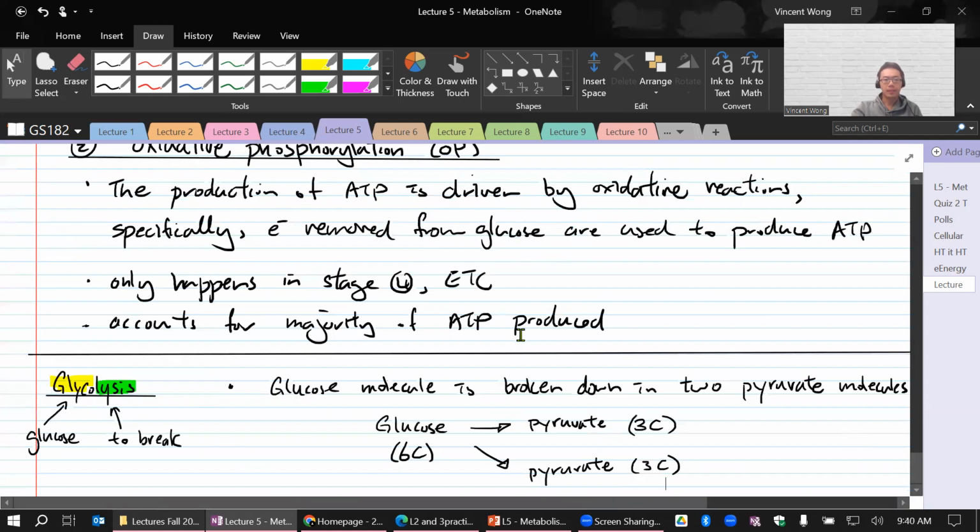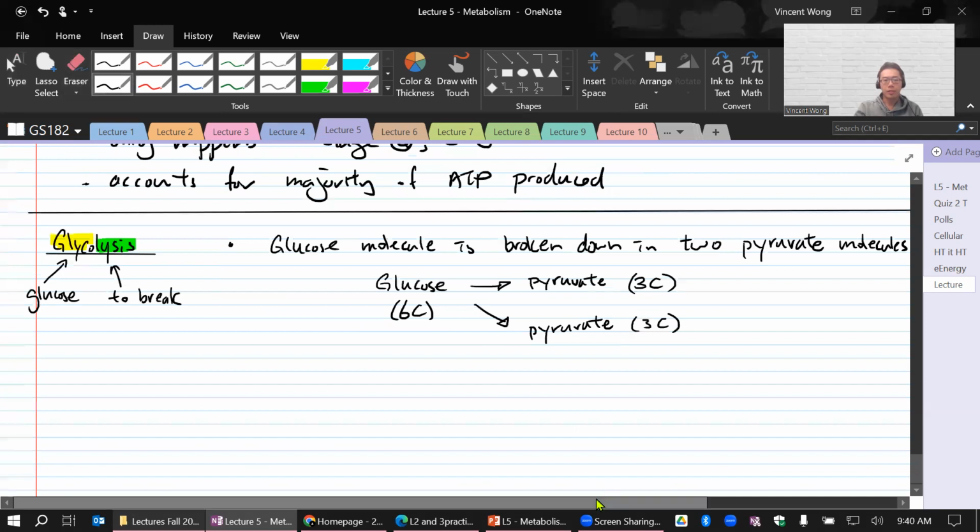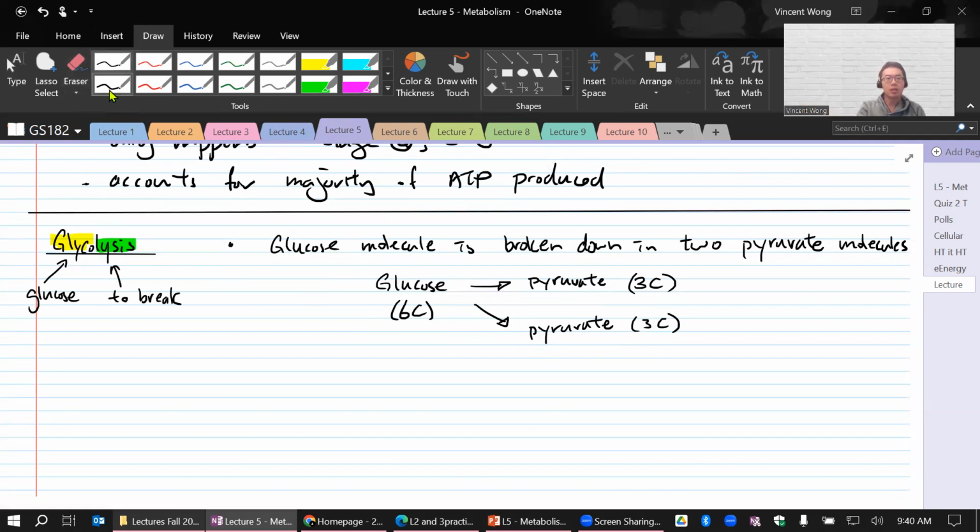Okay. So for now, they are not in carbon dioxide yet. They are just going to be in the pyruvate. That's the overall thing that's going to be happening in glycolysis.